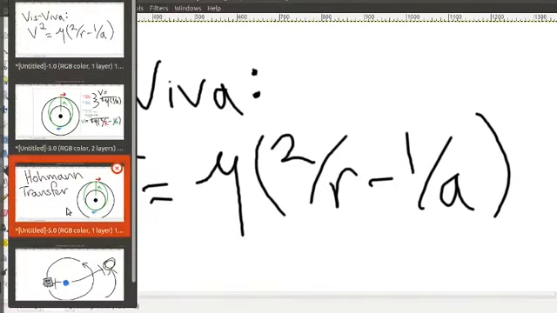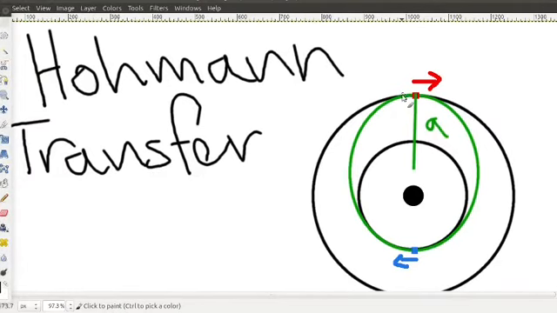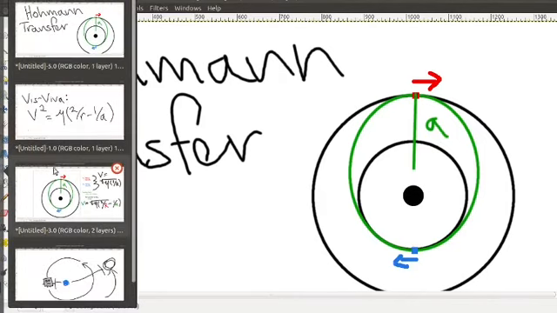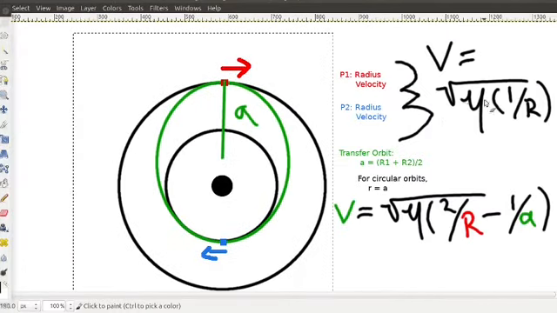If you are trying to enter a circular orbit, the semi-major axis and the radius are the same. So, if you just want to know how fast you need to go to be in a circular orbit at any given distance, then all you need to find is the square root of mu times 1 over the radius. And you're done. You know exactly how fast you need to go to be at any distance from the planet in a perfectly circular orbit.